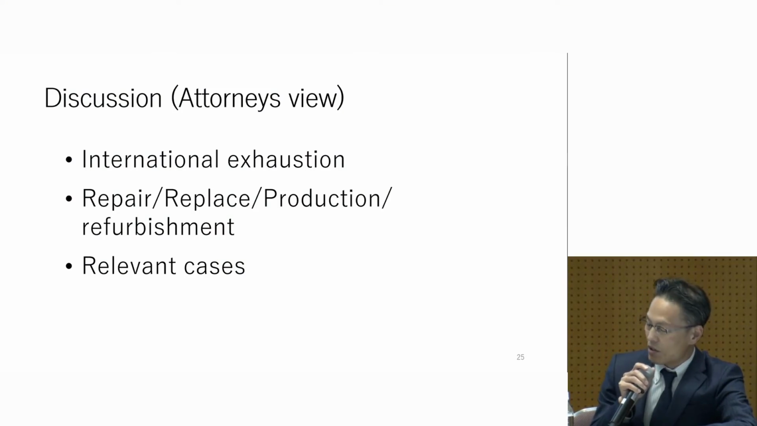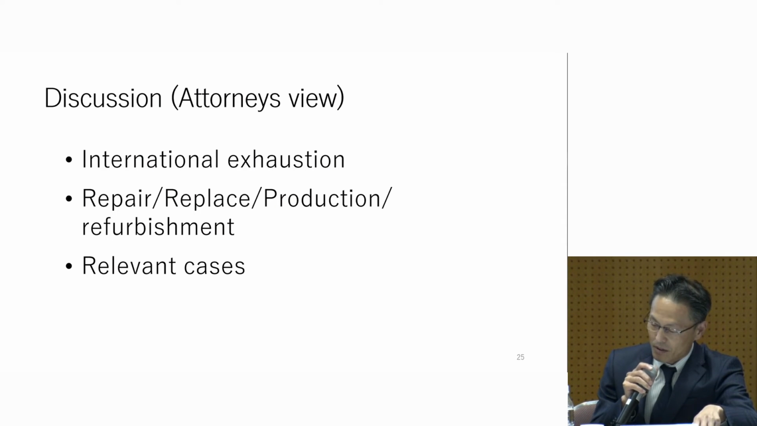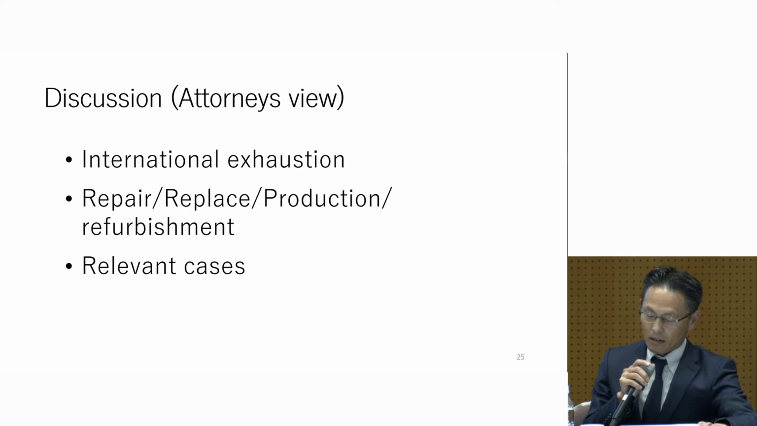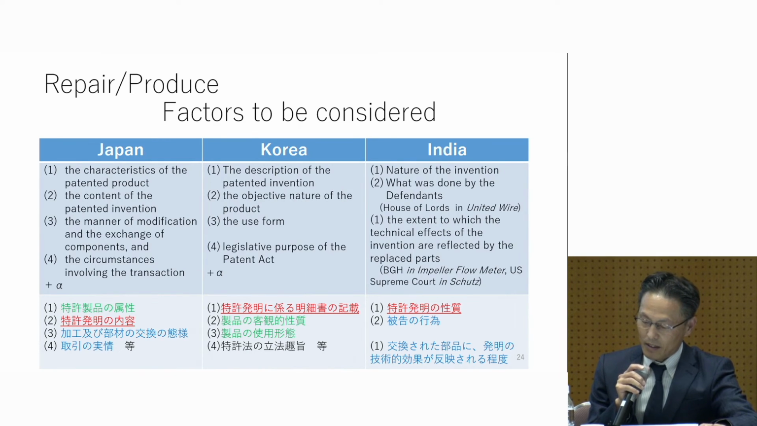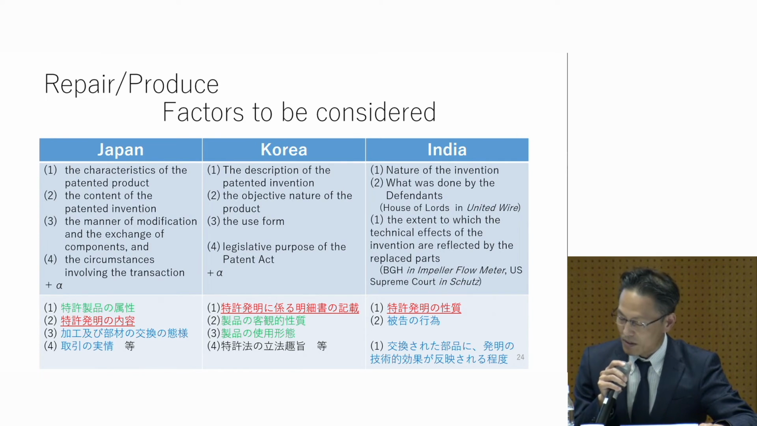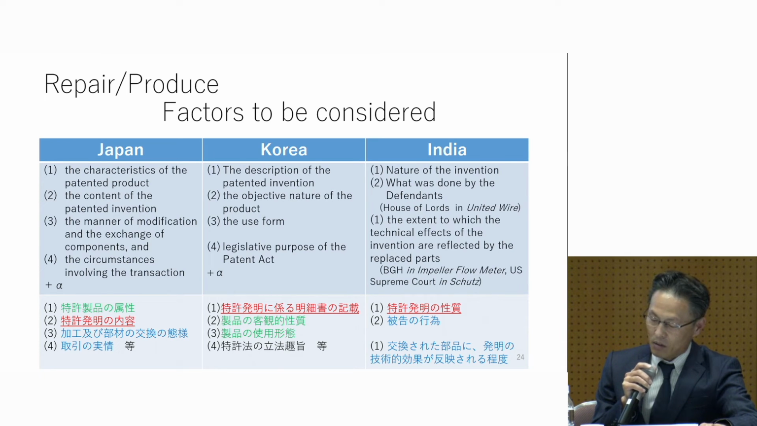First of all, to me, it was very interesting to know the difference of the reasoning and the factors to be considered in the court decisions with regard to the issue of repair and the reproduction issues in Korea, India, and Japan. As I saw on slide number 24, I found that the Korean courts tend to relatively consider the objective nature and the use form of the product. On the other hand, the Indian court tends to relatively consider the nature of the feature of the patent or invention. In contrast, in Japan, I recognize that the court tends to make a comprehensive assessment of various factors in comparison with Korea and India.